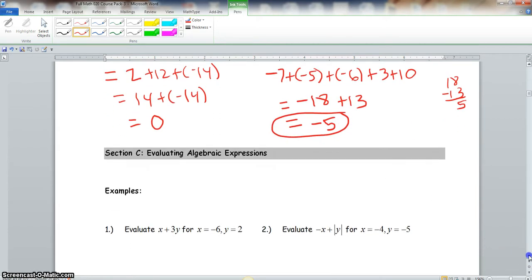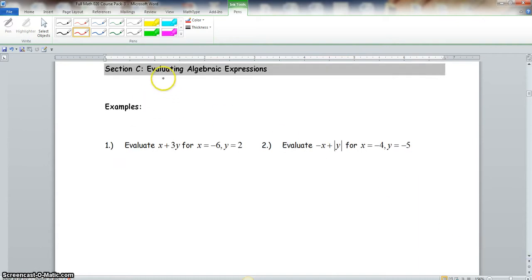Now we scroll down here to section C. It says evaluating algebraic expressions. Example. Evaluate x plus 3y for x is negative 6 and y is 2. So we have to go through here and substitute. So we'll put in negative 6 for x plus 3 times y is 2. So we will have negative 6. 3 times 2 we know is 6. Negative 6 plus 6 is 0.